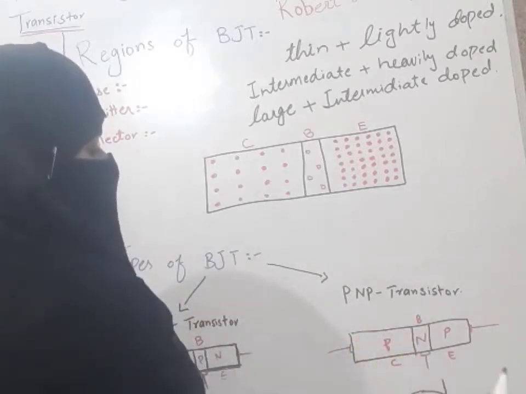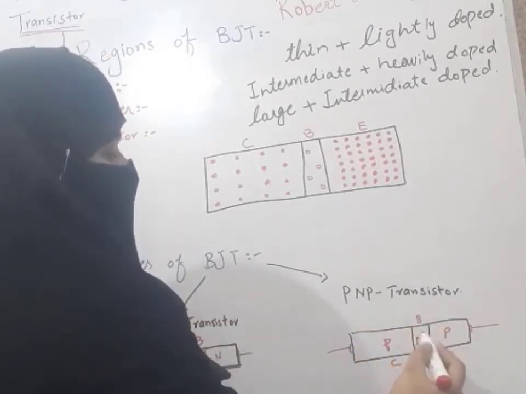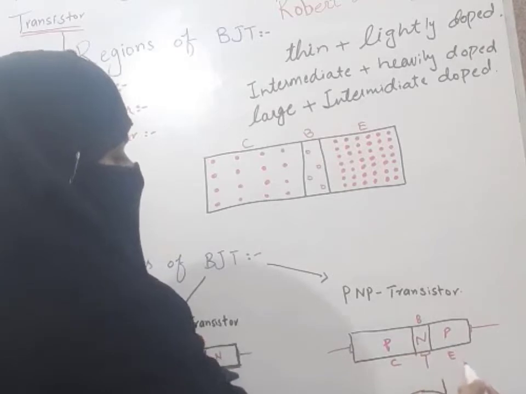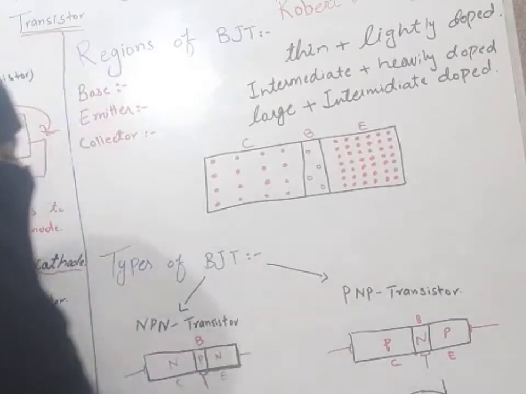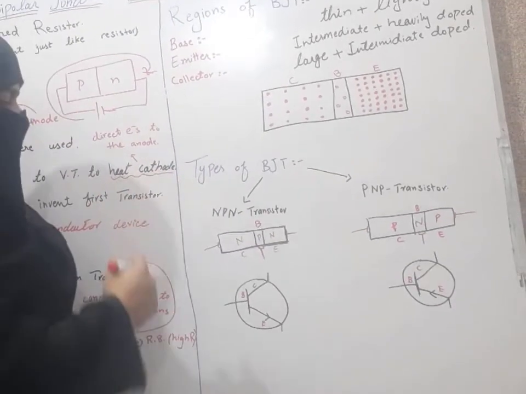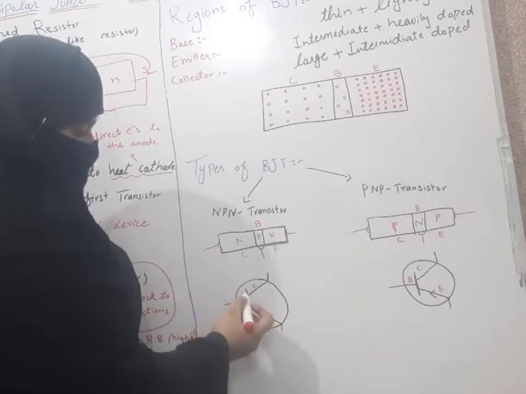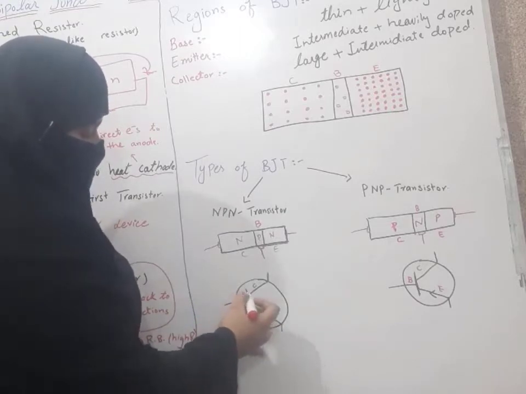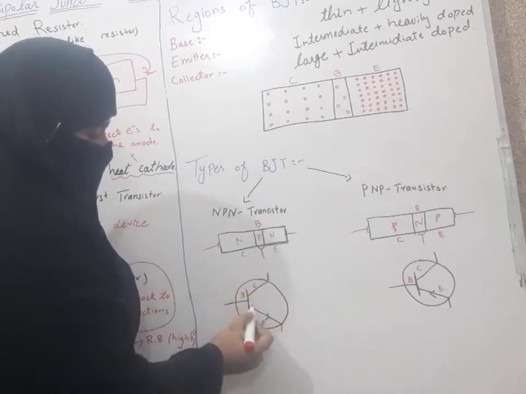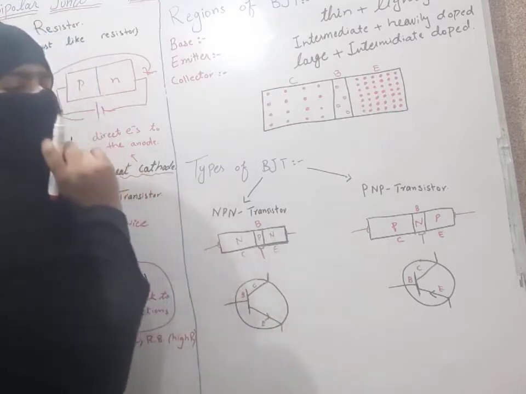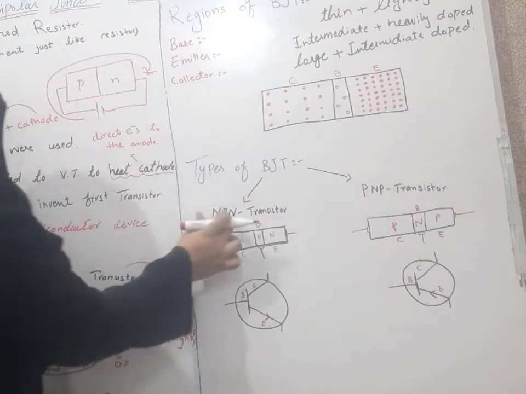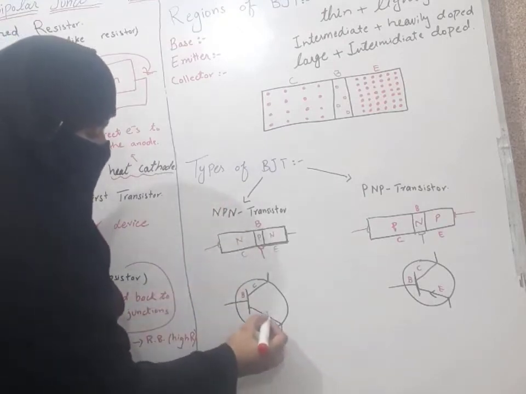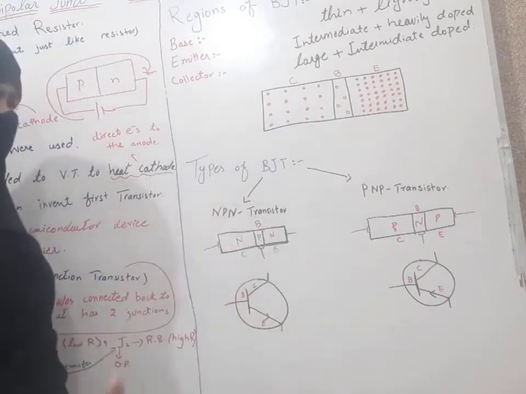PNP transistor means there will be a base of N type between the collector and emitter. The symbols of the NPN transistor and the PNP transistor are shown here. For the transistor, we have a base and the line which is called the collector line, and another line which will be called the emitter line.